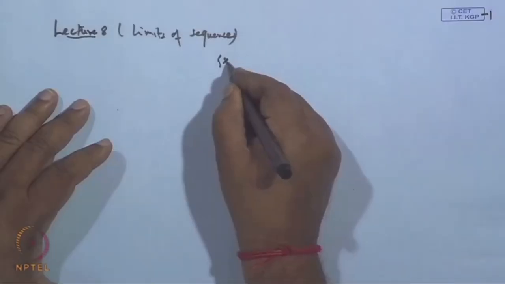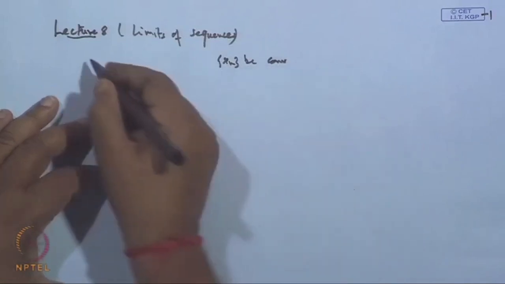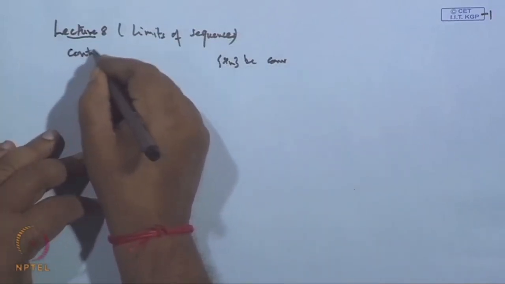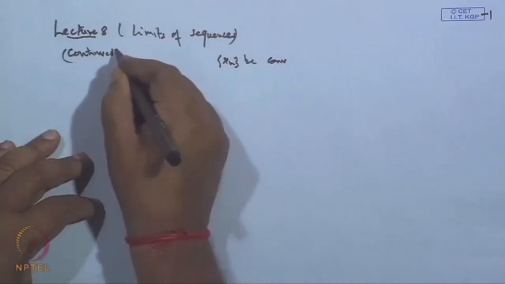So, in the last lecture, we were discussing the equivalence of these two theories, that is Cantor's theory and Dedekind's theory. Dedekind's theory is based on the cuts and Cantor's theory is based on the convergent sequences of rational numbers. And we have seen that if a convergent sequence is given, then we can identify a section, is it not? That is, if x n is a convergent sequence, this is continued from the previous lecture, okay.